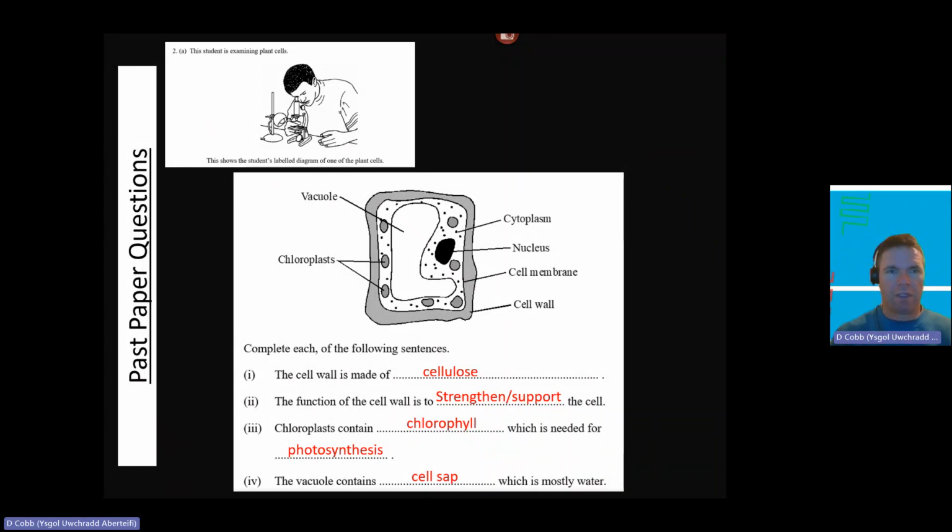Now, this implies it's question 2. Well, it says question 2 on there. This is a little bit more challenging because it's not a case of just identifying. You have to know what those structures are. The fact that it's a fill in the blanks question makes things a little bit easier, but still you've got to know those terms, from cellulose, strengthen, chlorophyll, photosynthesis, and cell sap. They're all biological terms. So it's tricky to recall those things in order to answer those.